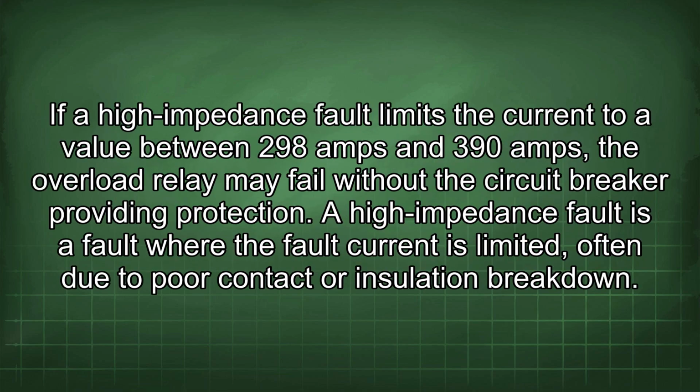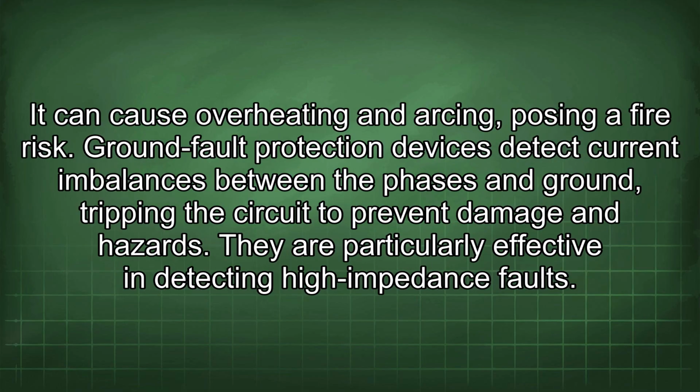If a high impedance fault limits the current to a value between 298 amps and 390 amps, the overload relay may fail without the circuit breaker providing protection. A high impedance fault is a fault where the fault current is limited, often due to poor contact or insulation breakdown. It can cause overheating and arcing, posing a fire risk. Ground fault protection devices detect current imbalances between the phases and ground, tripping the circuit to prevent damage and hazards. They are particularly effective in detecting high impedance faults.